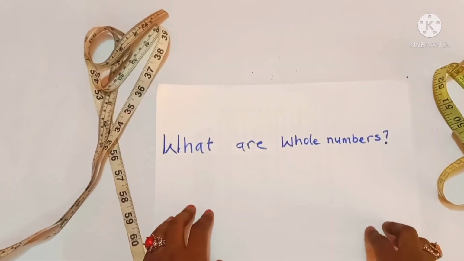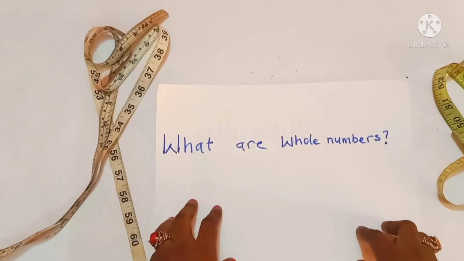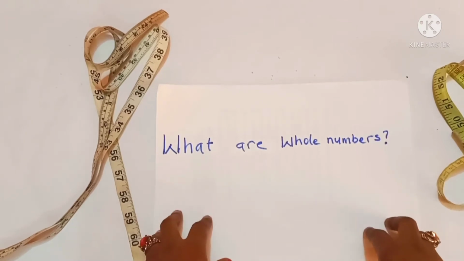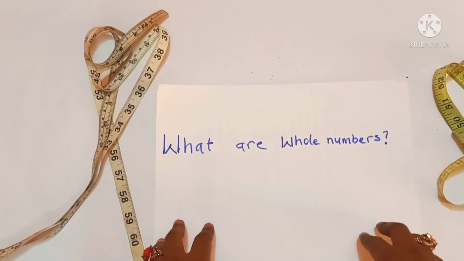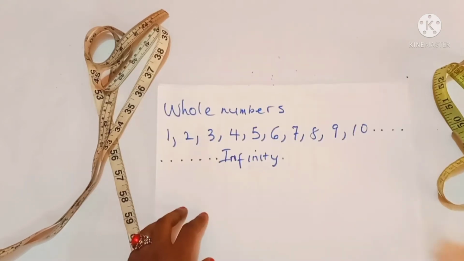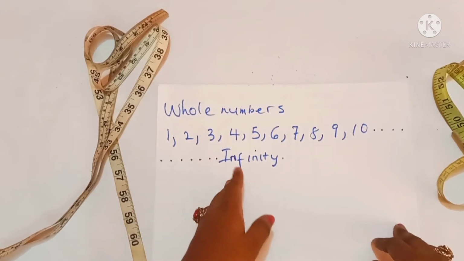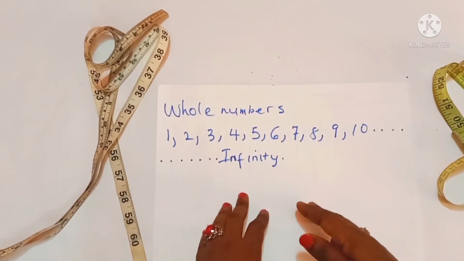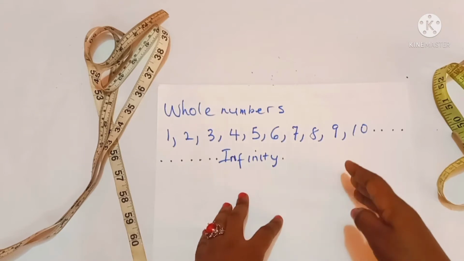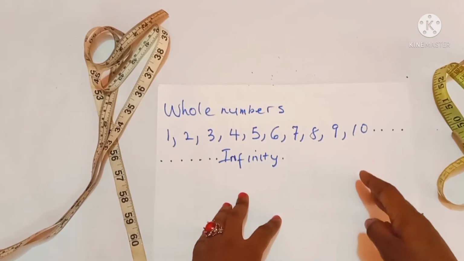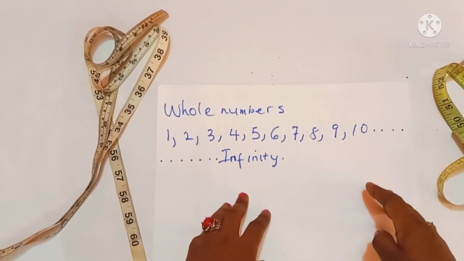Okay, the next now is, what are whole numbers? Whole numbers are numbers without decimals or fractions. Examples: 1, 2, 3, 4, 5, 6, 7, 8, 9, 10, 11, 12, and so on till infinity.